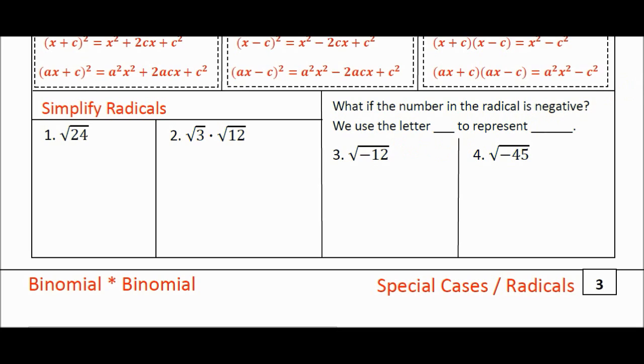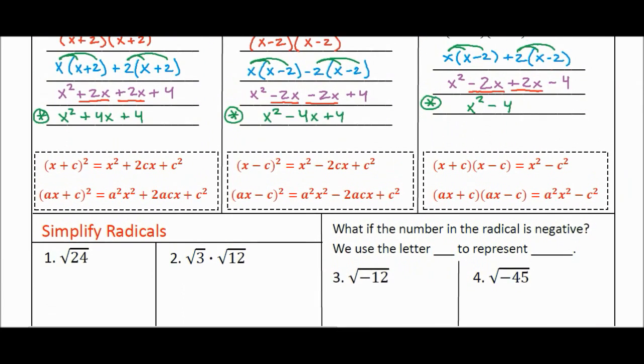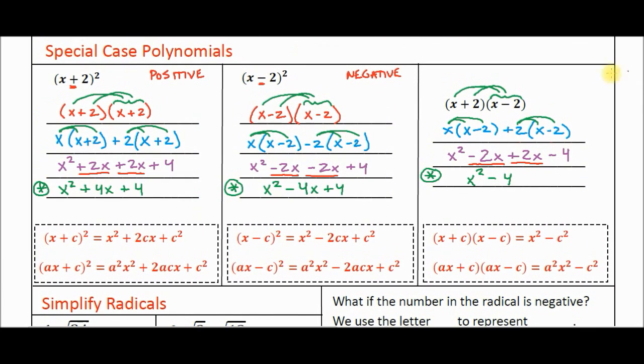Before we do that, I noticed something that I missed from the previous video if you want to fill this in. If you remember, we talked about this special case, a binomial times a binomial, and both binomials are the same. They have a positive sign. We call that a positive. We call this one negative.